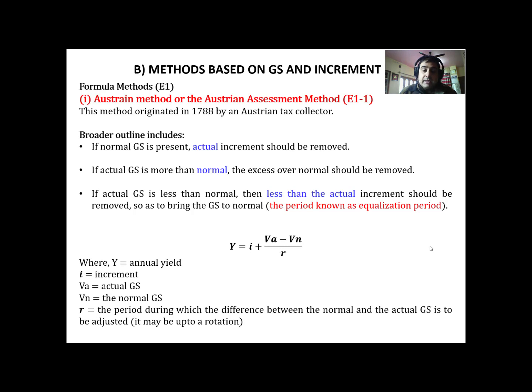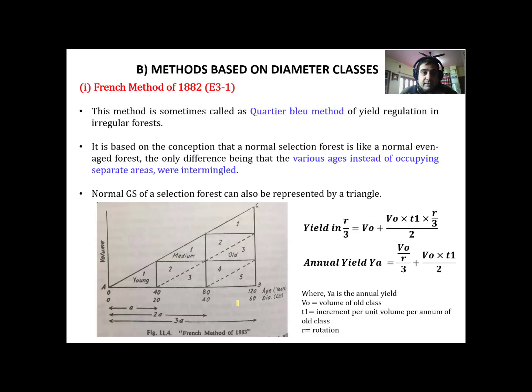Eventually he came up with a formula which you can see here: Y, the yield, is equal to I, the increment, plus VA, the actual growing stock, minus VN, the normal growing stock, divided by R, the rotation. R is the period during which the difference between the normal and actual growing stock is to be adjusted. The equalization period I talked about is mostly equivalent to the rotation. So this is your Austrian method.